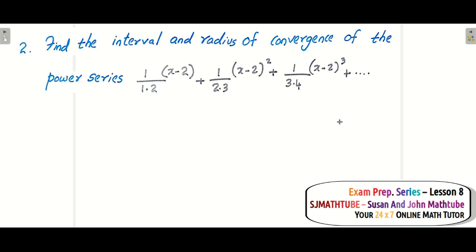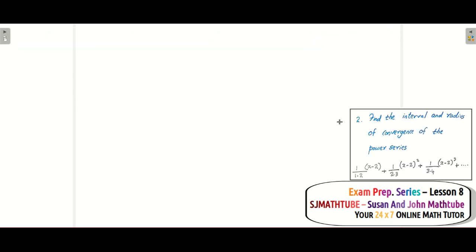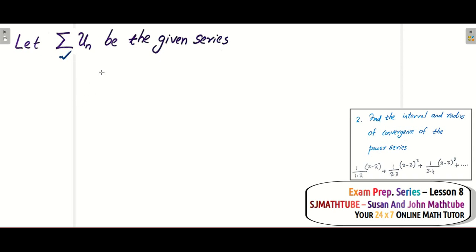Find the interval and radius of convergence of the power series 1 by 1 into 2 into (x minus 2) plus 1 by 2 into 3 plus dot dot dot. Okay, it doesn't seem that friendly. So the first thing we do is we give it a name. So let sigma un be the given series. So un is, it's very clear from the pattern, 1 by n into n plus 1, x minus 2 the whole power n.